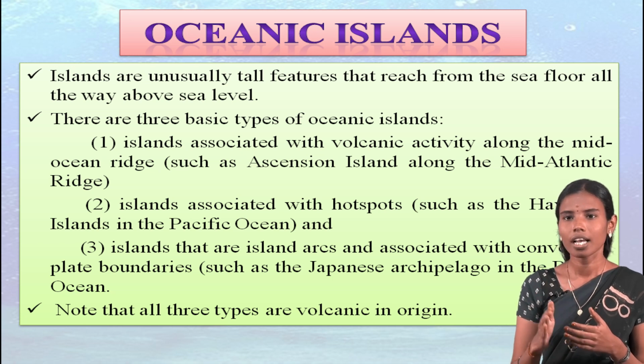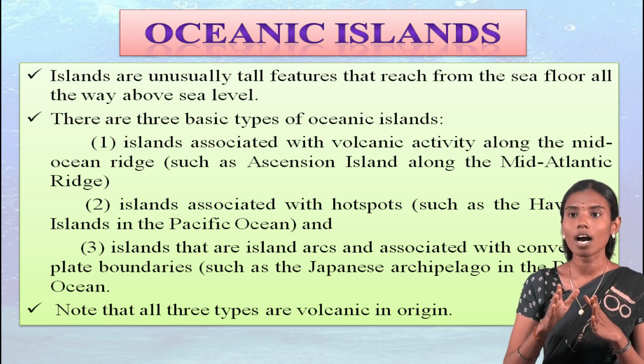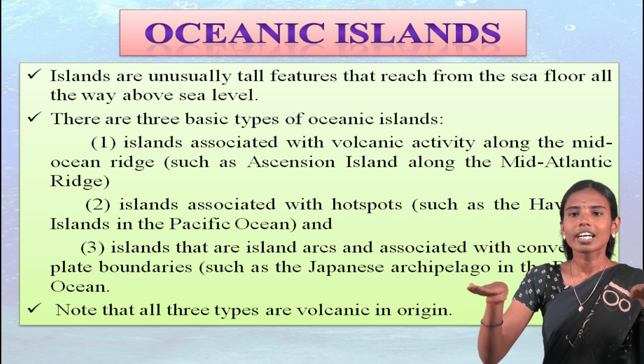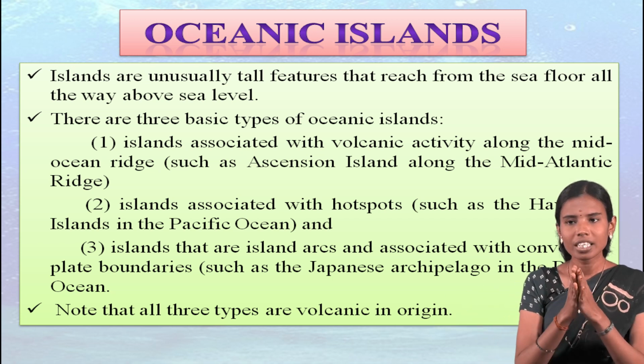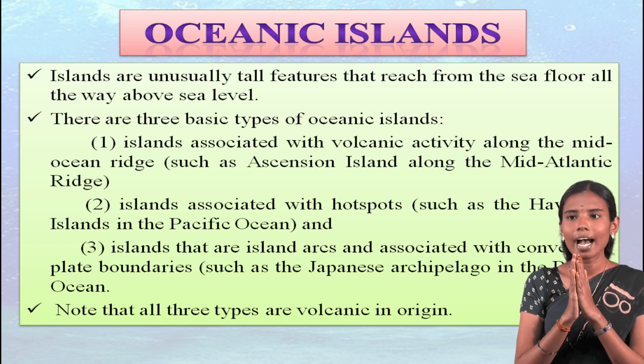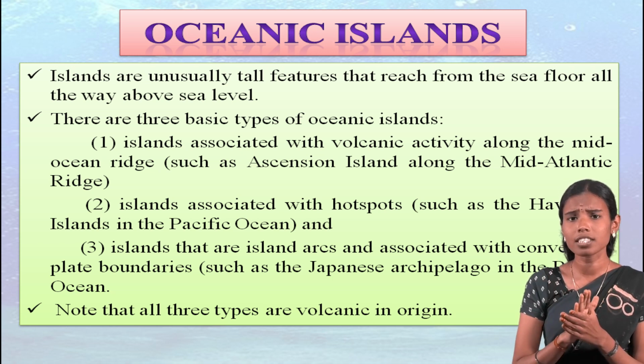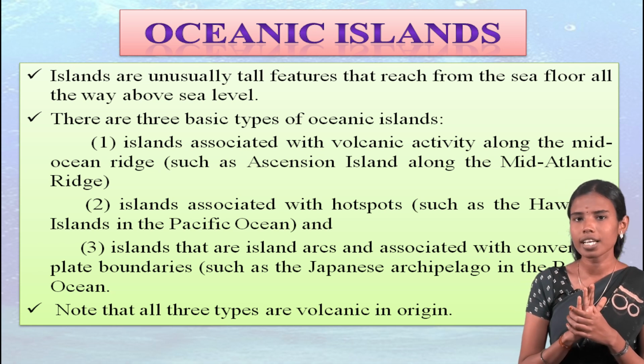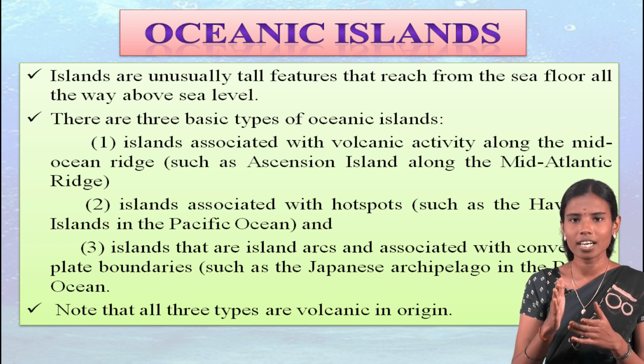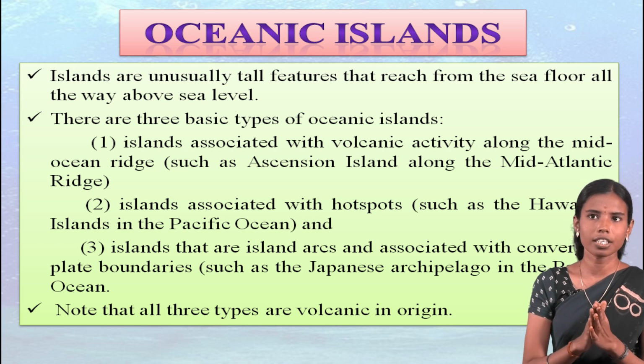And third one is the islands that are island arcs and associated with the convergent plate boundaries. Best example is the Japanese archipelago in the Pacific Ocean. Archipelago means group of islands. Note that all these three types of islands are volcanic in origin.